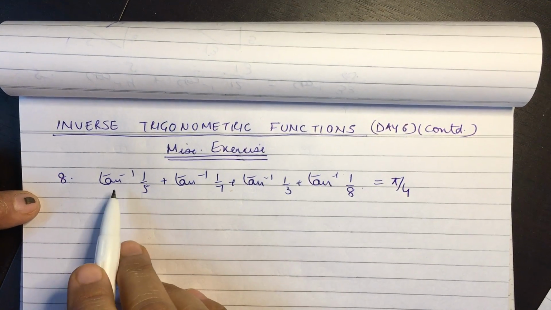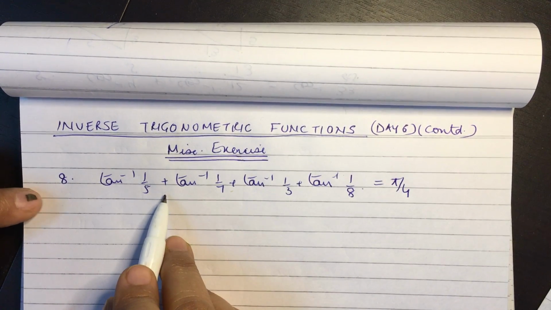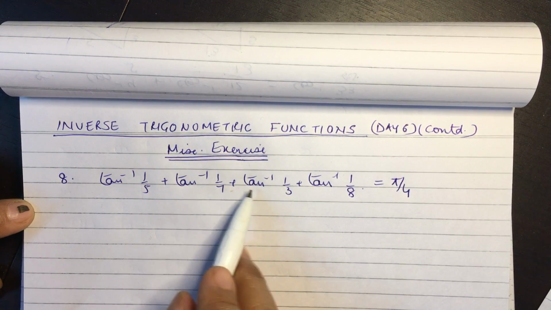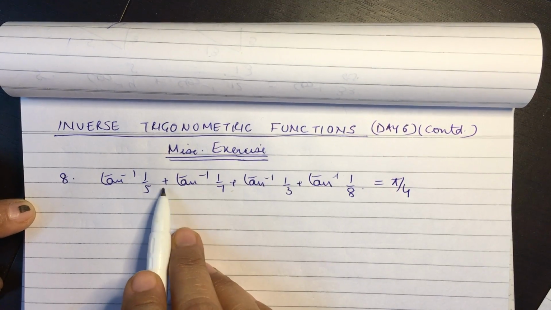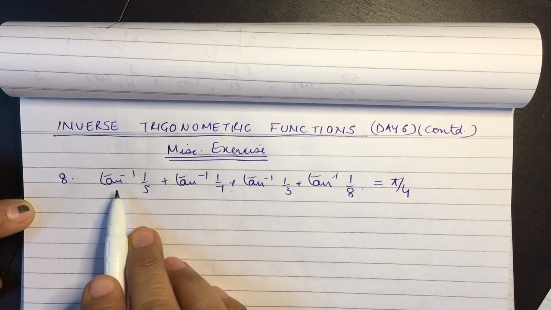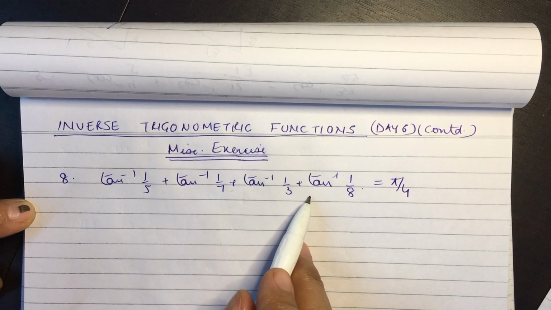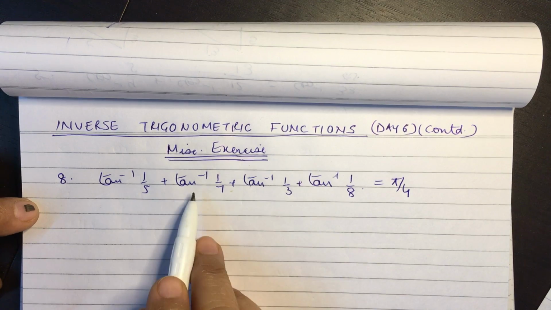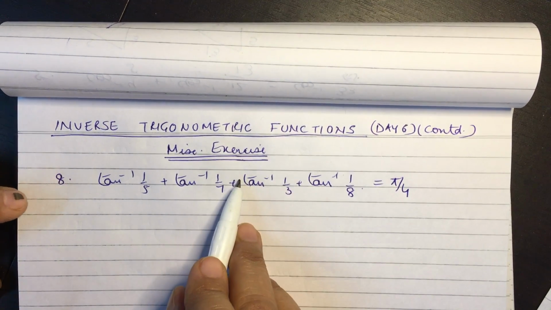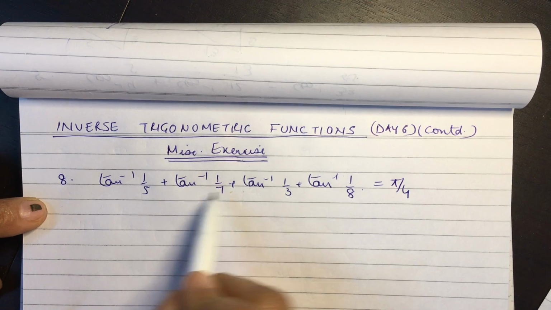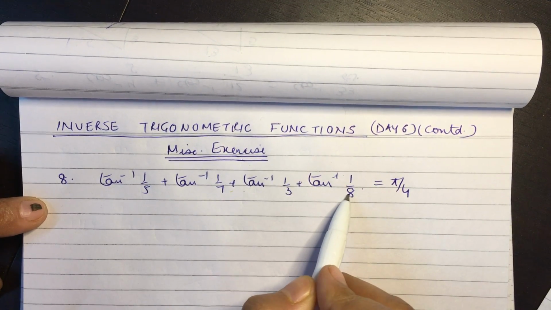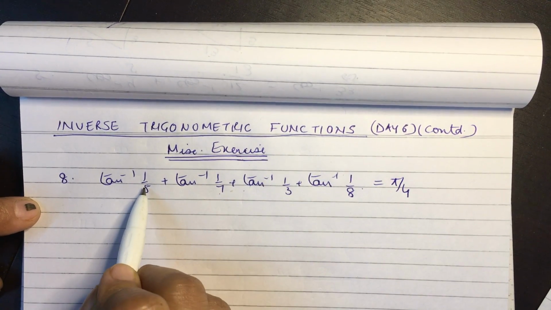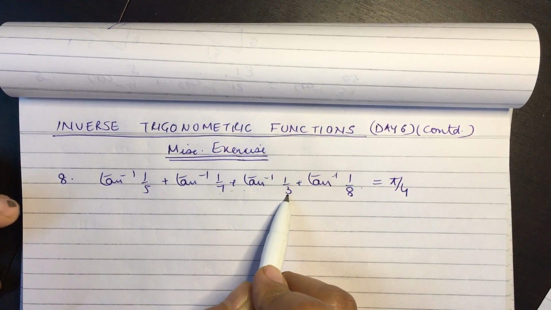So as we have done earlier with sine and cos functions, whenever we had to add more than 3 trigonometric functions, we always arrange them in ascending or descending order and then combine the extremes and the middle two. So here it's already in that form. The first would be tan inverse 1 upon 8, then tan inverse 1 upon 7, then tan inverse 1 upon 5, tan inverse 1 upon 3.